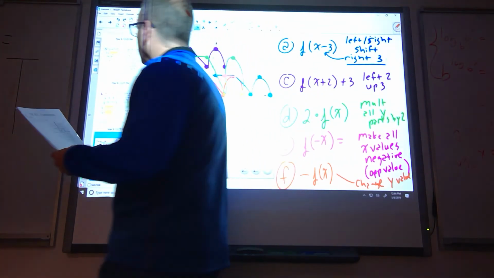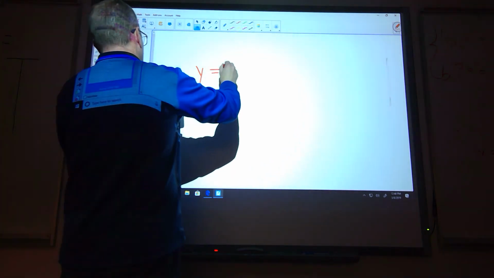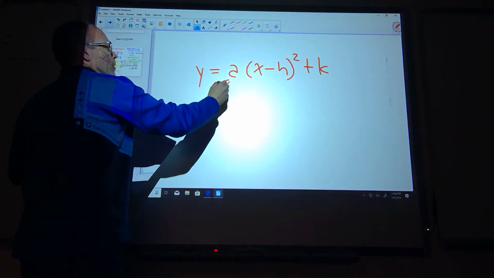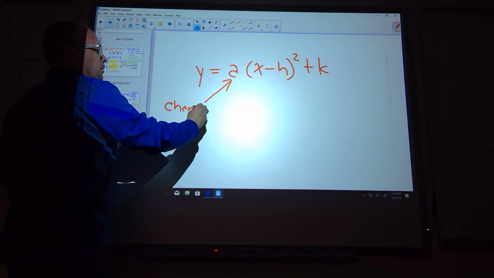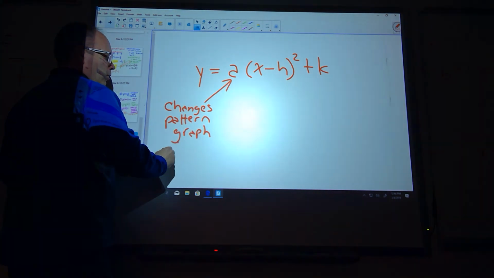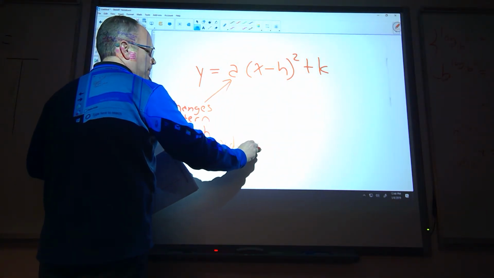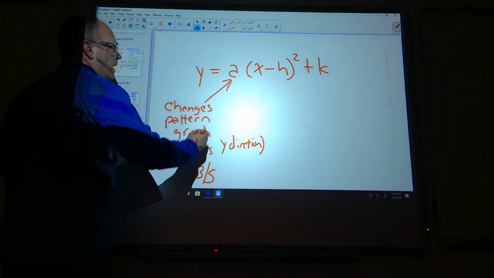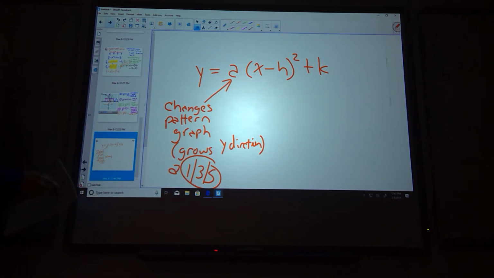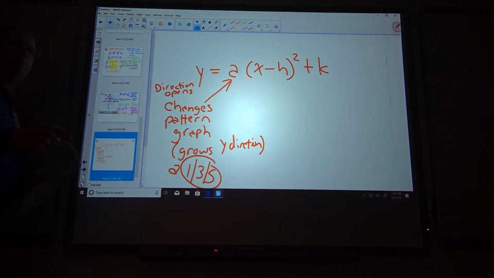I have them all, right? Mm-hmm. And then there's one little thing here that just says, hey, I have y equals a times x minus h squared plus k. So this changes the pattern graph. So it grows in the y direction. So if our pattern graph's 1, 3, 5, that's fine. But if I have an a value, that's something else. You multiply the a value times all that. And that also dictates the direction it opens. So if it's positive, it opens up. If it's negative, it opens down.